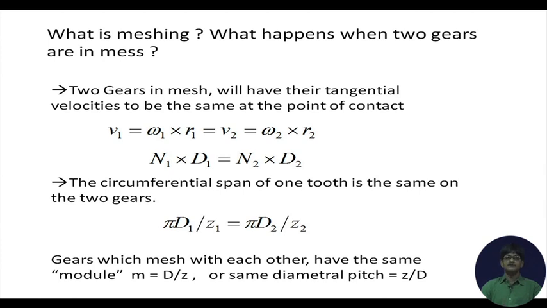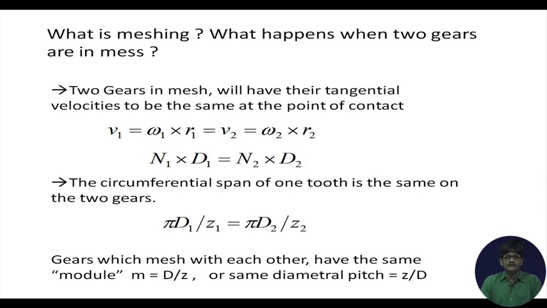So, the circumferential spans of one tooth on gear number 1 and gear number 2 are the same if they have to mesh. And this particular equality is made use of to define a family of gears which have this value to be the same, and we can say that they can mesh with each other. And why keep the pi, which is appearing on both sides of this equation? Let us cancel it out, and we have d1 by z1 equal to d2 by z2 is equal to d by z, where d is the pitch diameter in millimeters and z is the number of teeth.